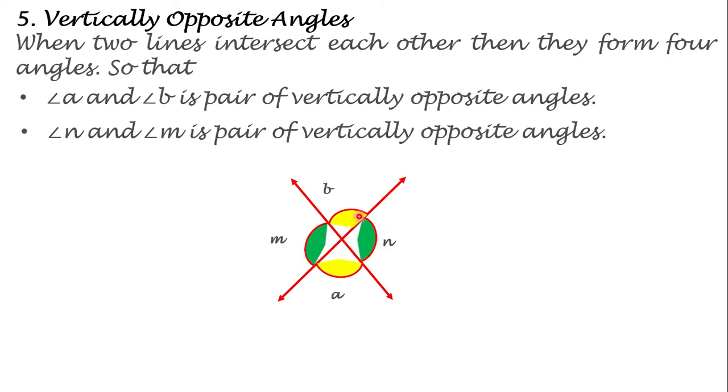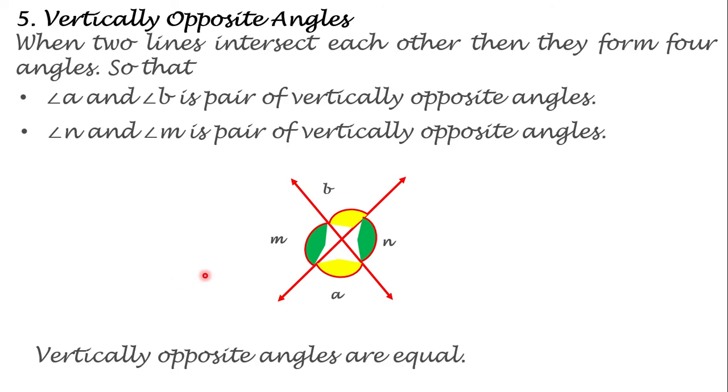So see, opposite means in front of this. So in front of this angle will lie the other. So these two and these two are vertically opposite angles. And we know that vertically opposite angles are equal. Here in this condition, the vertically opposite angles are equal.